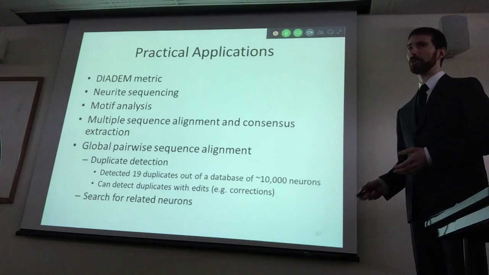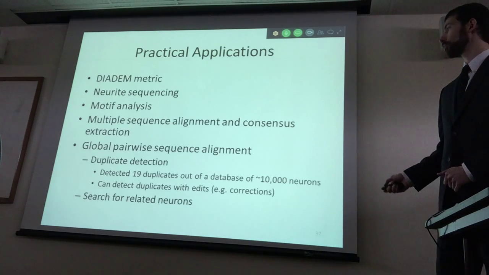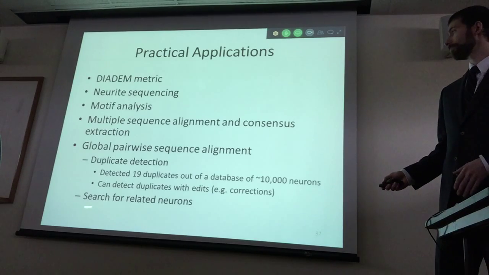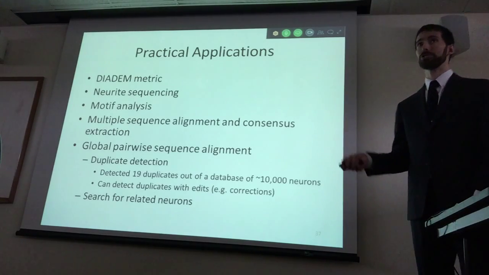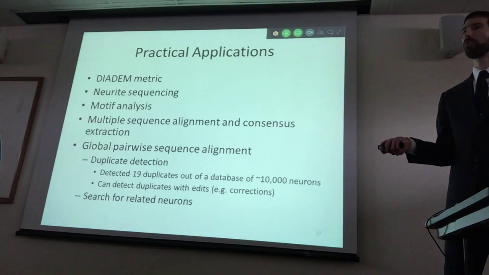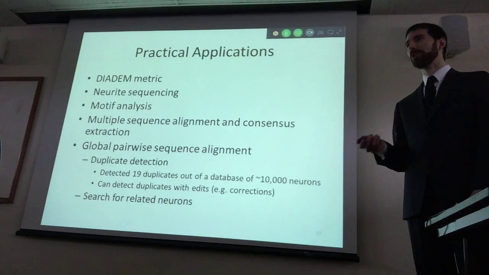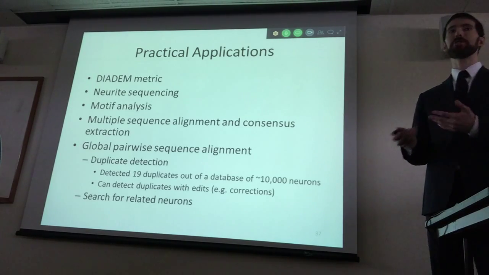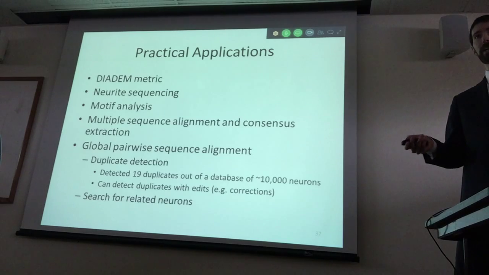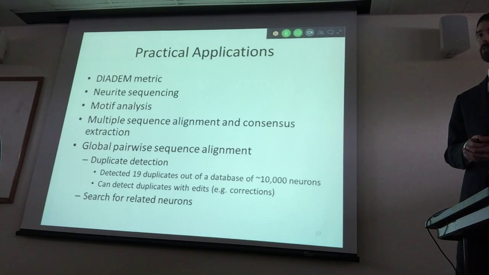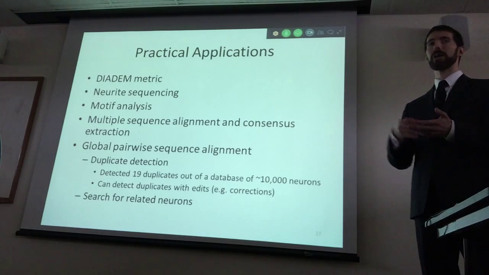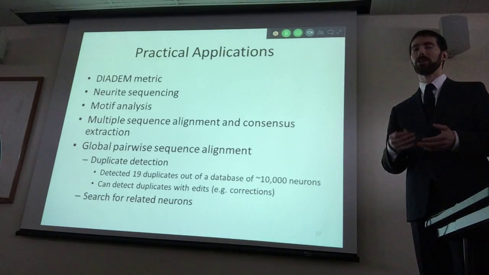And we also show that we can detect duplicates that have edits made to them. And also this can be applied to search. The scoring procedure I used before can be modified, so we look at how many matches of a given score or better we would expect, the expectation value. We can adjust the scoring method to give that, and that can tell us something about how similar, how related, particular neurons are.